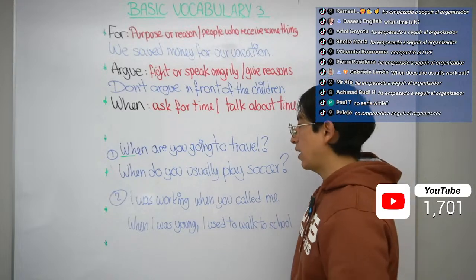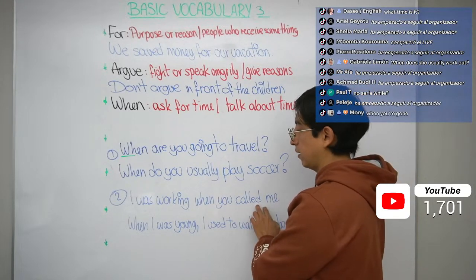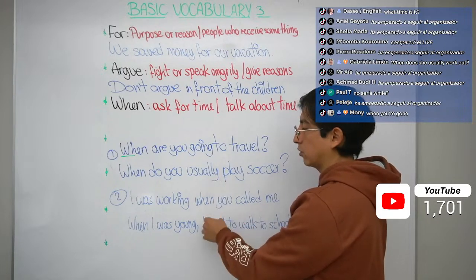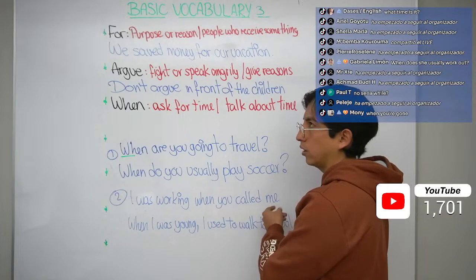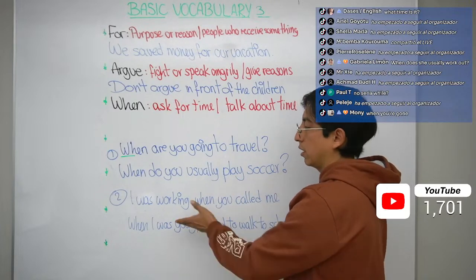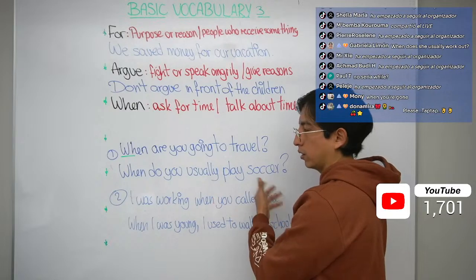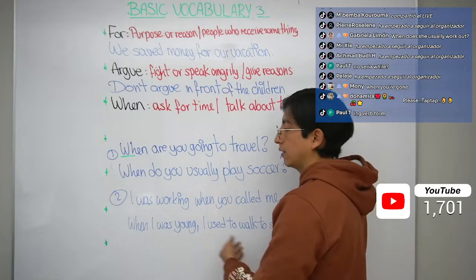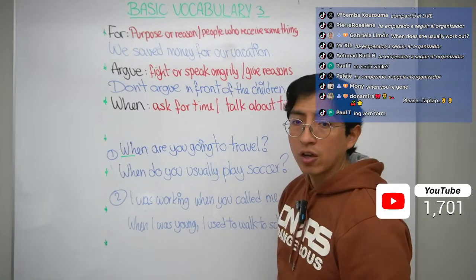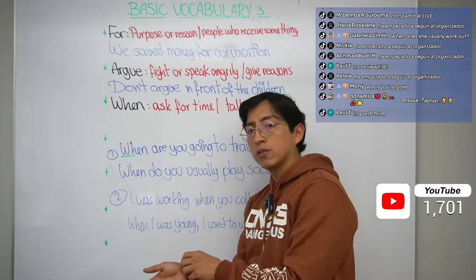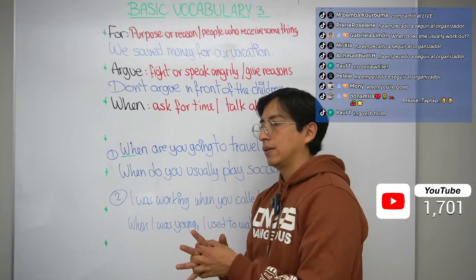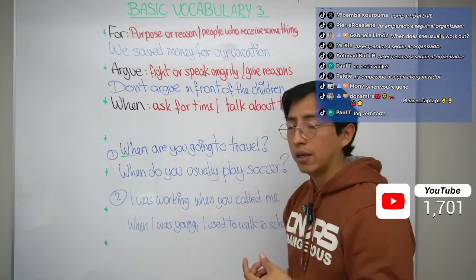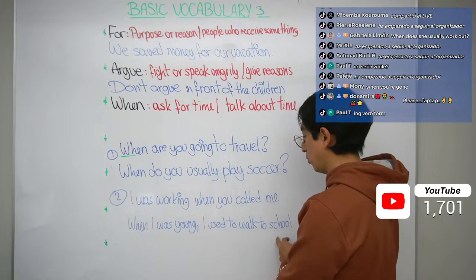We can use while if I am using present continuous here, or past continuous. I was working while you were playing soccer. I was working while you were cooking. In that case, we use while. Now, when I was young, again, I'm talking about a specific moment in the past, and then the second sentence is, I used to walk to school.